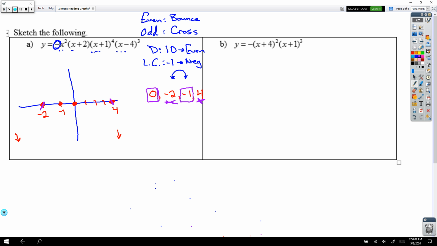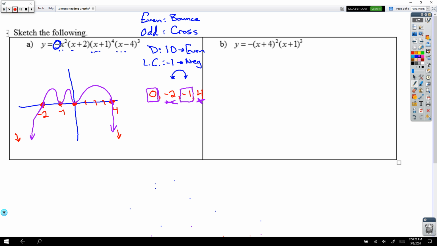So I'm going to start on the left side and go to the right side. I know it has to start down, right? So I'm going to start down here. I'm going to cross at the negative 2, bounce at the negative 1, bounce at the 0, and then cross at the 4 and finish going down. And there's my quick sketch.